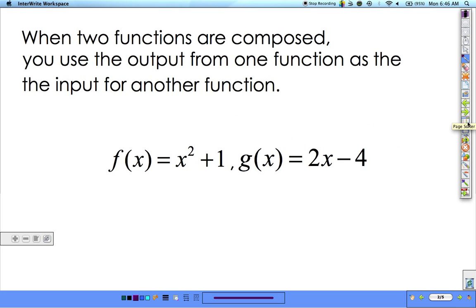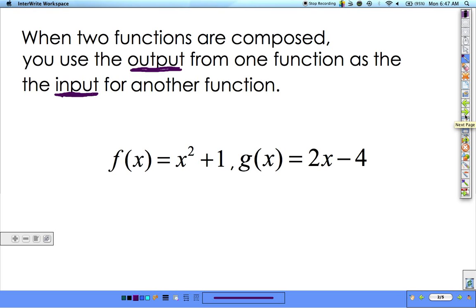So when we compose functions, you use the output from one function as the input for another function. And the easiest way to understand it, well, first off, we have two functions here. We have f of x is equal to x squared plus 1, and g of x is equal to 2x minus 4, two completely separate functions.